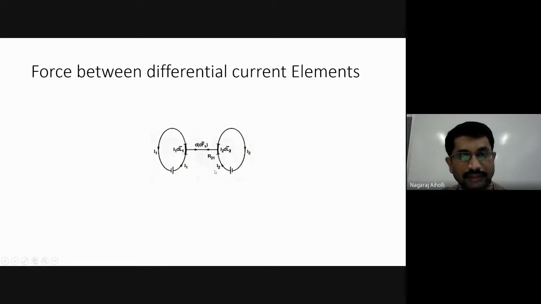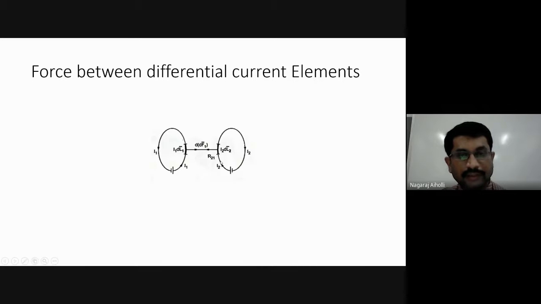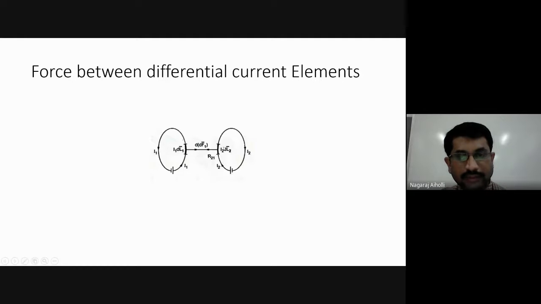Okay, let us try to derive the equation. Let us consider two current elements I1 dL1 and I2 dL2 as shown in the figure. So these are the two current elements we are seeing. Note that the directions of I1 and I2 are the same.